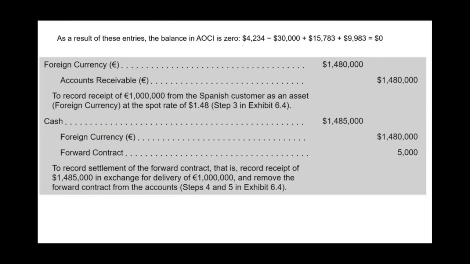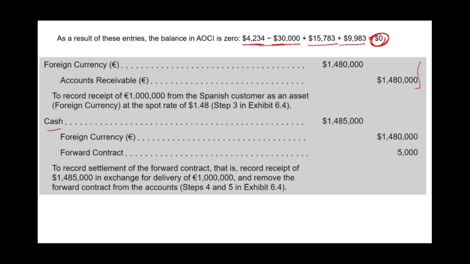The balance in OCI started at 4,234, then negative 30,000, then plus 15,783, plus 9,983. Overall, OCI is zero. So if you look at OCI, OCI is going to be gone as a result of this transaction. So we parked in there the gains and the losses, then the amortization of the discount, and then it's all gone. So on March 1st, we debit foreign currency, we credit receivable, then we debit cash.